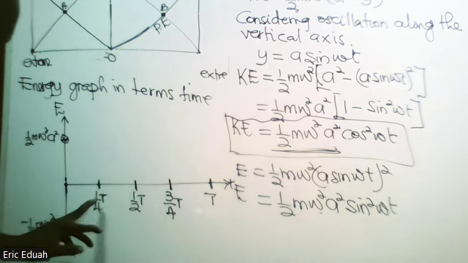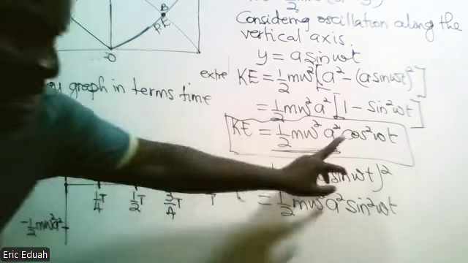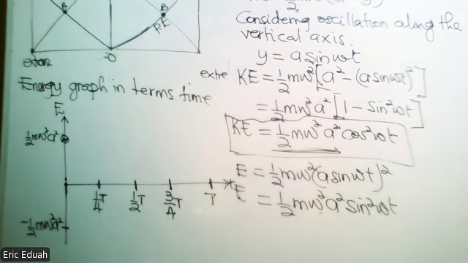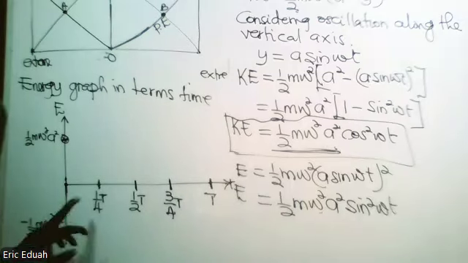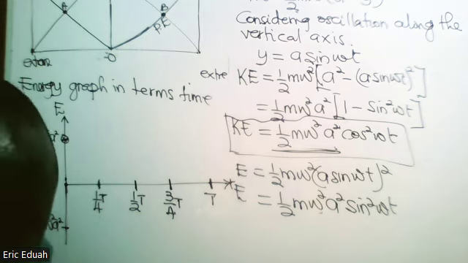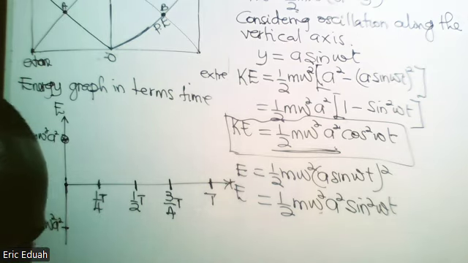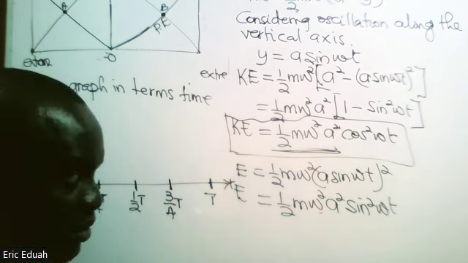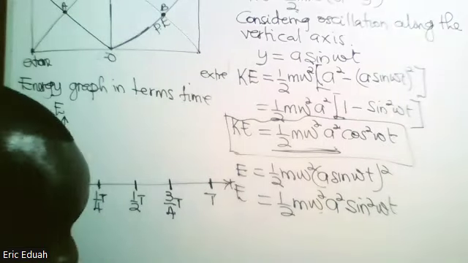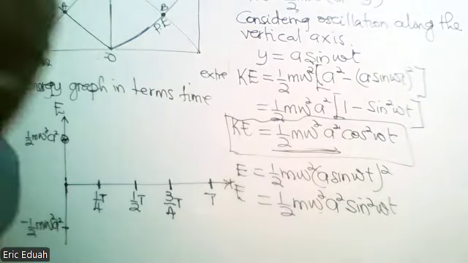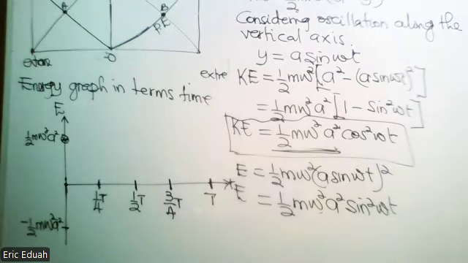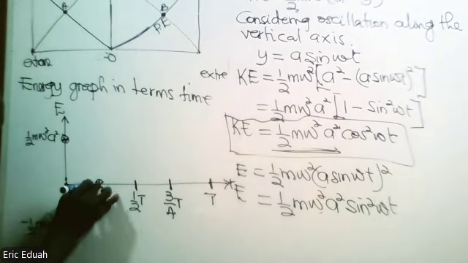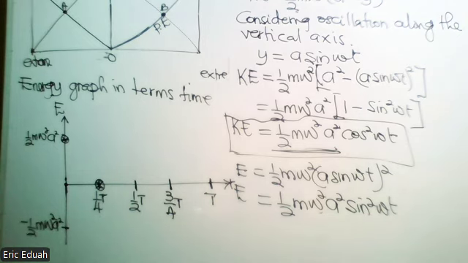When T is a quarter of the period or theta is 90, what will be the kinetic energy? 0. That will be 0 because cos 90 is 0. And when you square 0, it's still 0. So the kinetic energy will be 0.